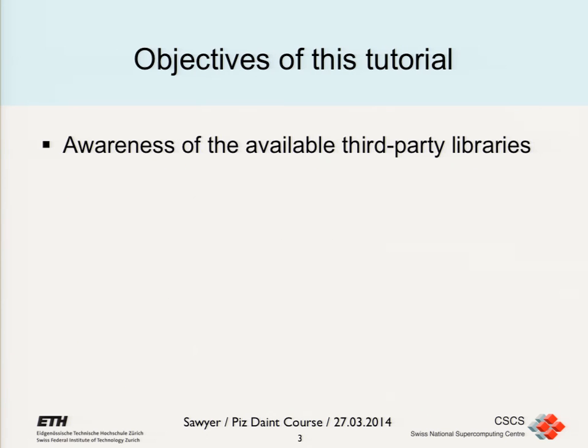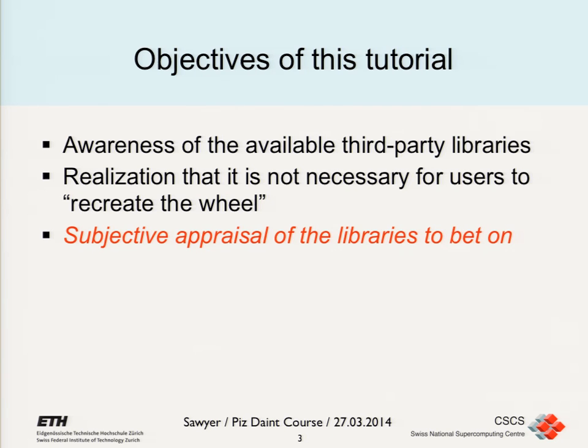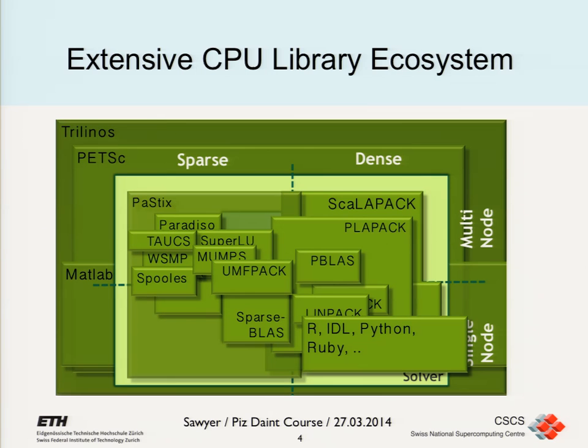Okay, the objectives. First, I just want to let you know that these third-party libraries are available, and it's not always necessary to recreate the wheel, right? Particularly if you're a scientific developer. It's not always necessary to go out and rewrite the QR decomposition, because a lot of really qualified, good people have already done that, and your version will never perform as well as their version. I'm going to give some of my own opinions about which are the libraries to bet on long-term and which maybe you shouldn't bet on long-term.